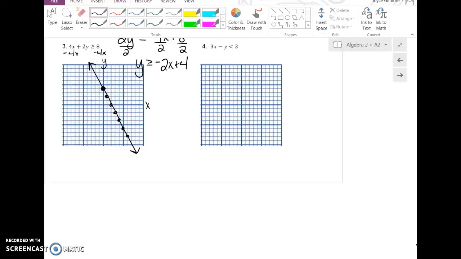I like to pick the point 0, 0 because I think zeros are easy to work with. So let's plug 0 in. 0 is greater than or equal to negative 2 times 0 plus 4. So 0 is greater than or equal to 4. Is that true? No. So 0, 0 is not a solution, which means we are going to shade on the other side. The side where 0, 0 is, that's not our solution. We are going to shade this area.